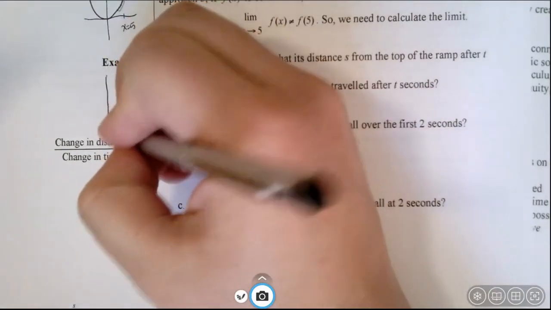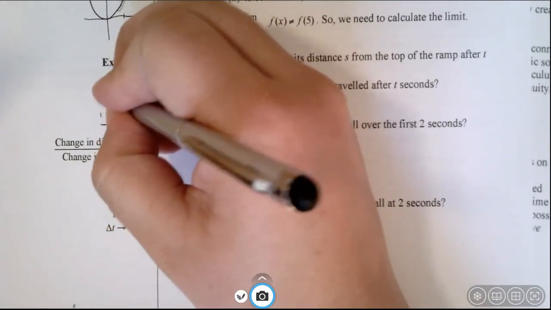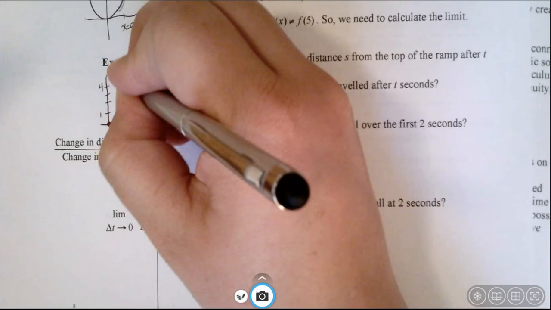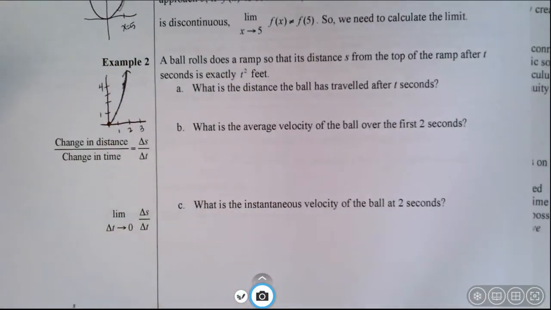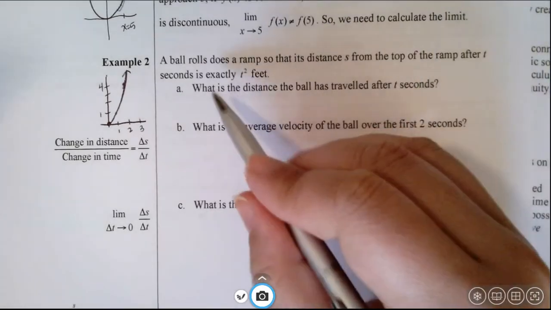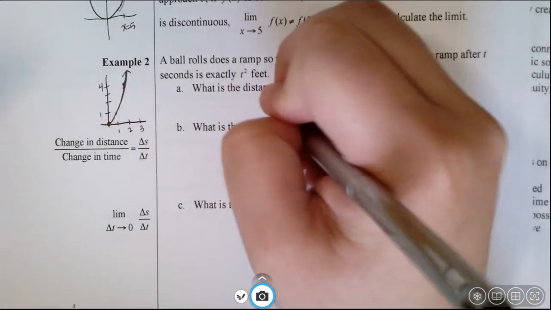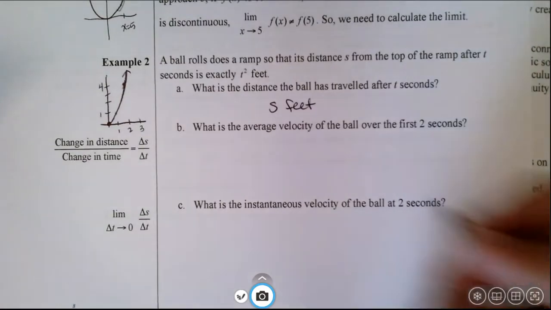After 1 second, the ball is 1 foot away. After 2 seconds, the ball is 4 feet away. After 3 seconds, the ball is 9 feet away. So what we have is a parabola, well, half of a parabola, right? So what is the distance the ball has traveled after t seconds? Well, that was actually given to us directly from the problem. After t seconds, the ball has traveled s feet.